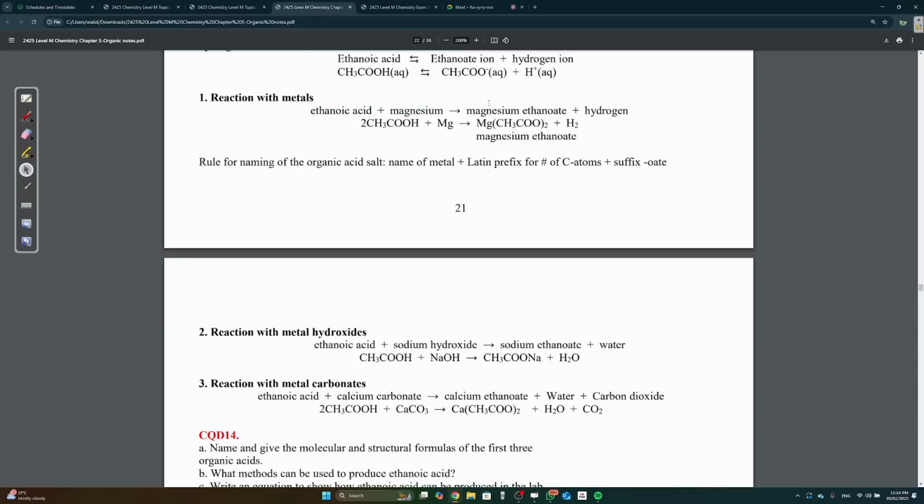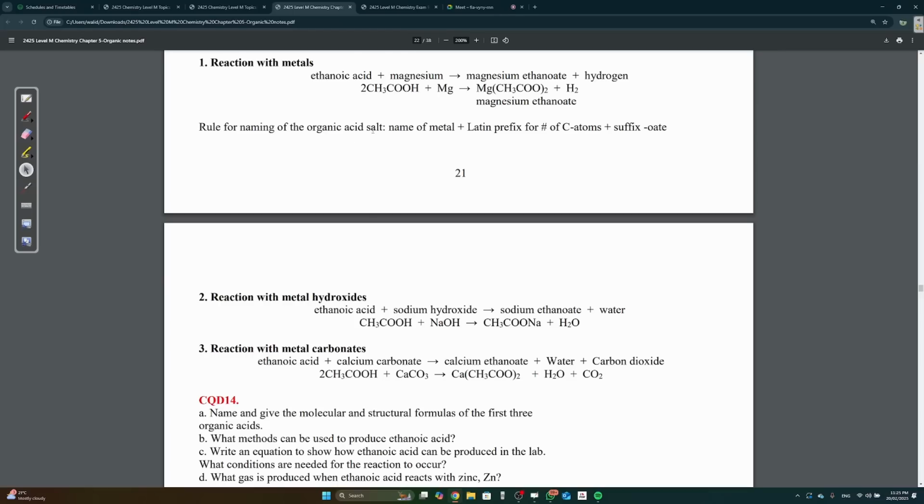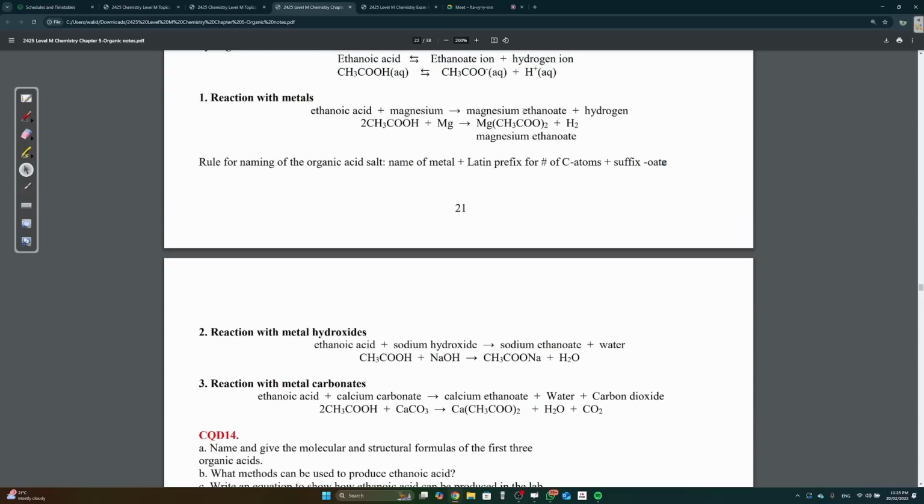So let's take a look here. Ethanoic acid plus magnesium gets you magnesium ethanoate, the salt, plus hydrogen gas, right? And then with metal hydroxide, the acid plus sodium hydroxide gets you sodium ethanoate, the salt, plus water, and then here plus calcium carbonate gets you carbon dioxide, so calcium ethanoate. There's a rule for naming the salt when it's with an organic acid. It's basically the metal plus the number of carbon atoms. Here it's 2 carbon atoms, so we say ethanoate. What's the metal? Magnesium. So we just say magnesium ethanoate.